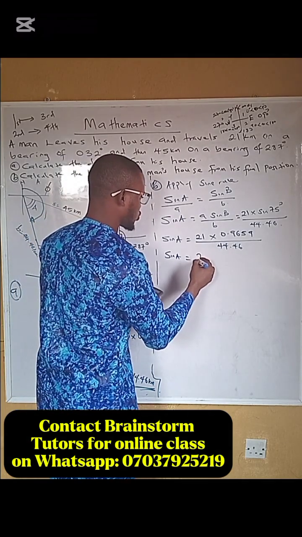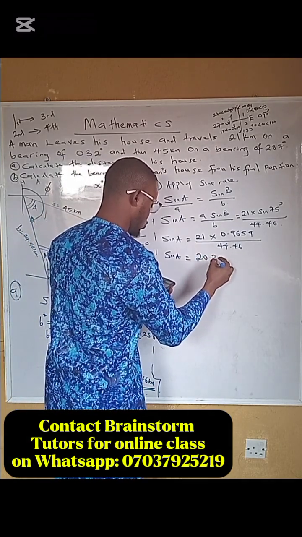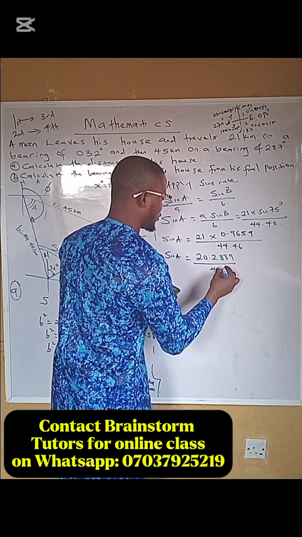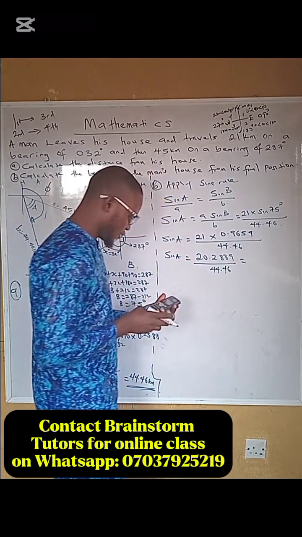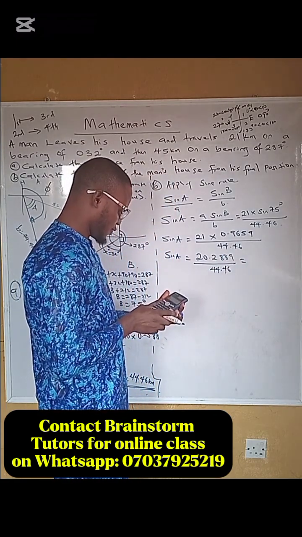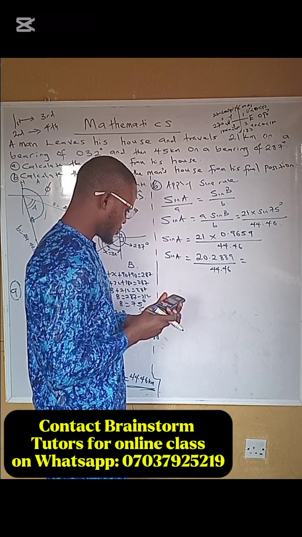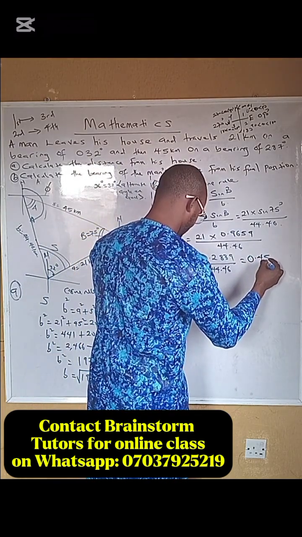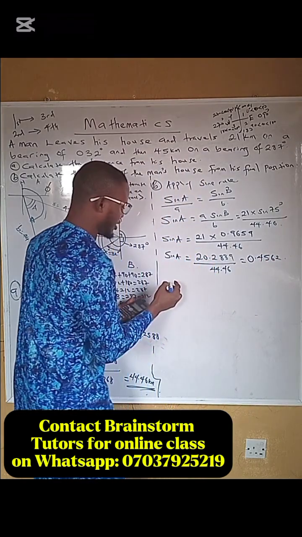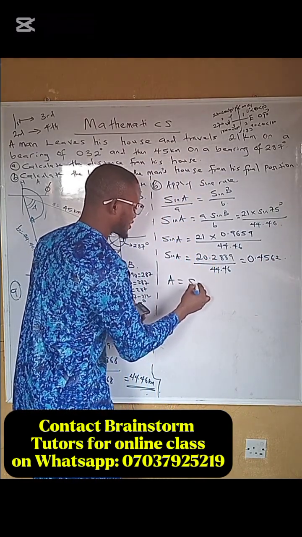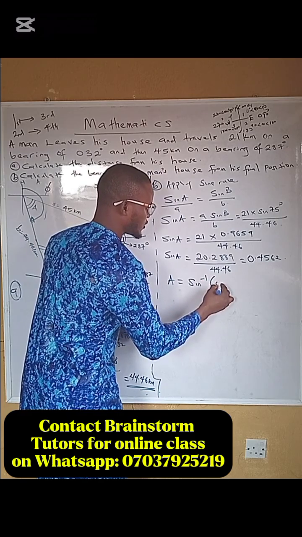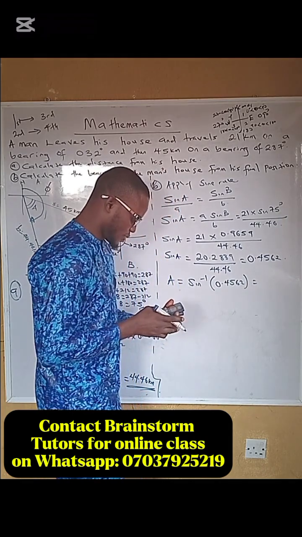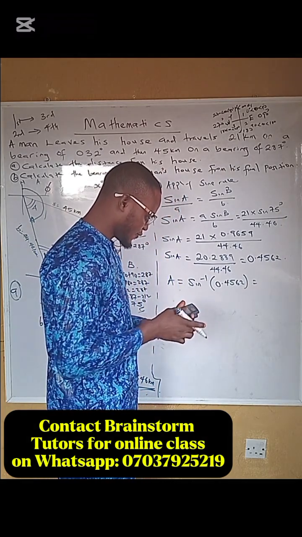I have it to be 20.2839 over 44.46. So I'll divide it by 44.46. I have it to be 0.4562. So now, in order for me to get my A, I'm going to have sine inverse of 0.4562. Then I'm going to have sine inverse of the answer I have.